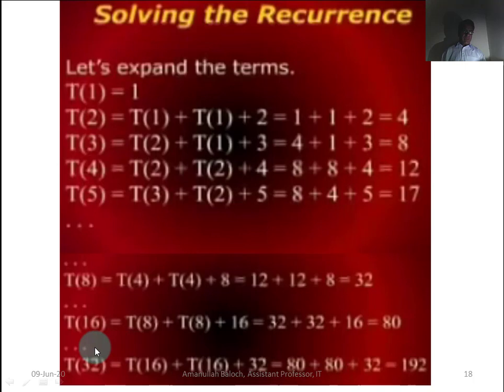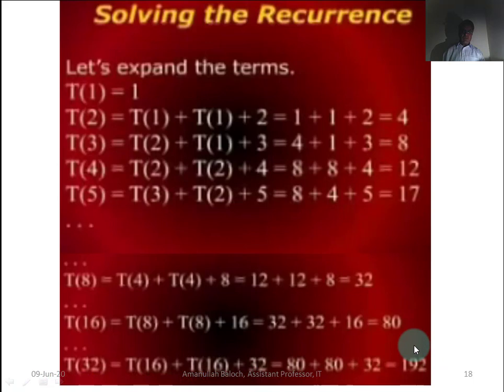We skip some values and suppose there are 32 elements in an array, and we pass this array to the merge sort algorithm. Then merge sort will divide the 32 elements into 16-element subarrays. So the time of a 16-element array and the time of a 16-element array plus the value of n will be added with the recurrence. So 32 will be added. The value of T of 16 we have already calculated, it is 80. 80 plus 80 plus 32 becomes 192.